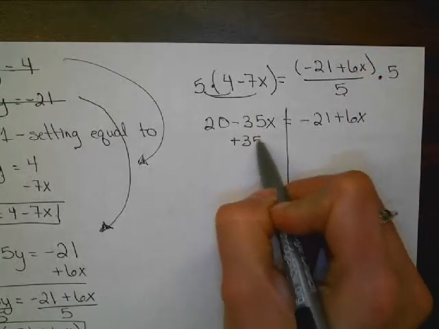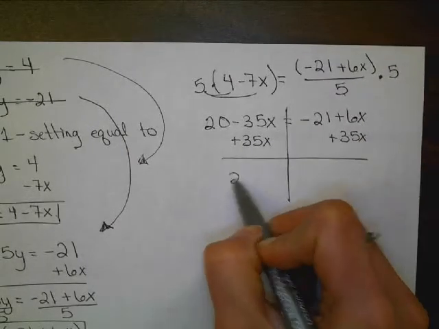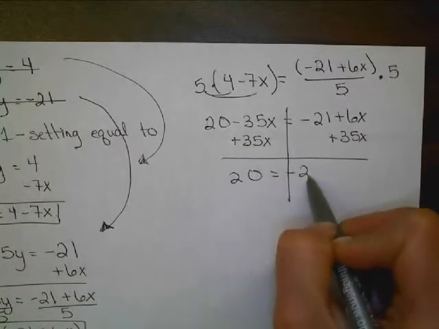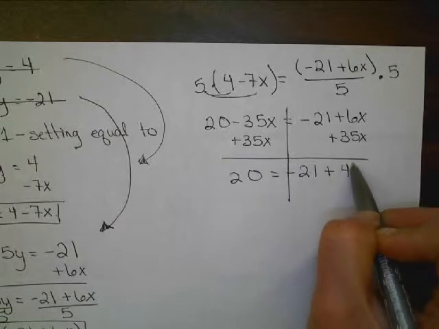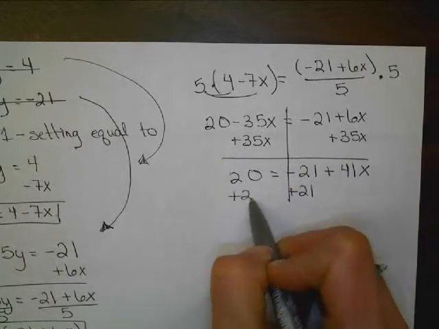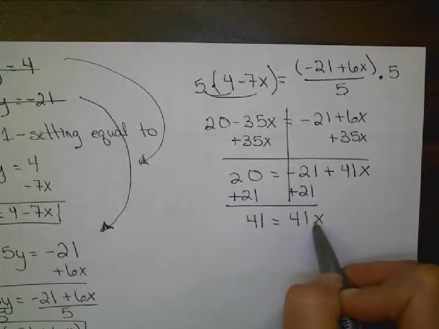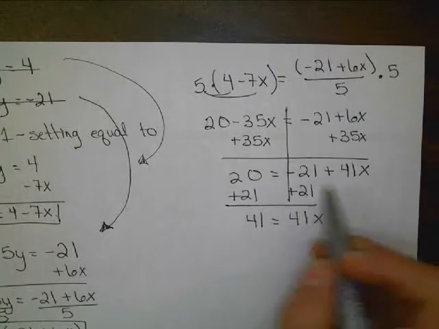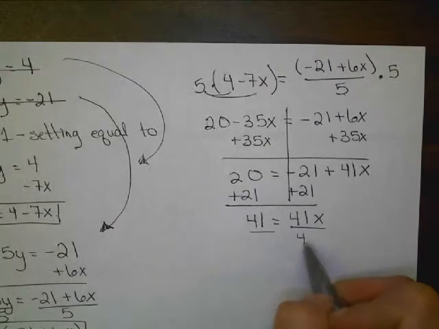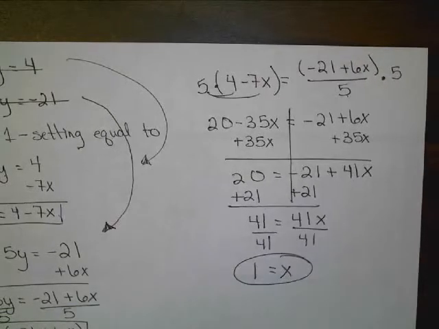So I'm going to add the 35x over to combine my like terms. So I get 20 equals negative 21 plus 41x. And then I add the 21 over. So 41 equals 41x. Again, I'm just combining my like terms. And now I divide. So I get 1 equals x.